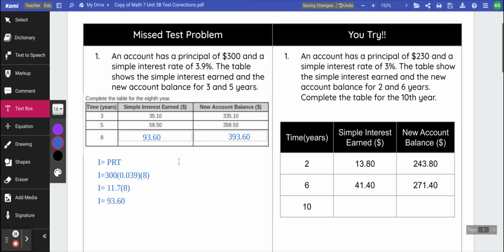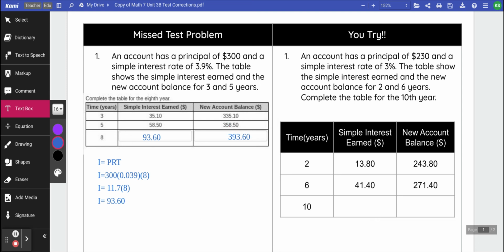Another way that you guys could have looked at it, we know that we have 8 years, simple interest. When it's simple interest, we can make it real easy. If you look at this, if I take 3 plus 5, I get 8. So if I look at the simple interest for this, if I add this $35.10 and $58.50, I get $93.60. Then I would just have to add this to the 300 like I did at the end for this problem. Okay, so that's another way to look at it.